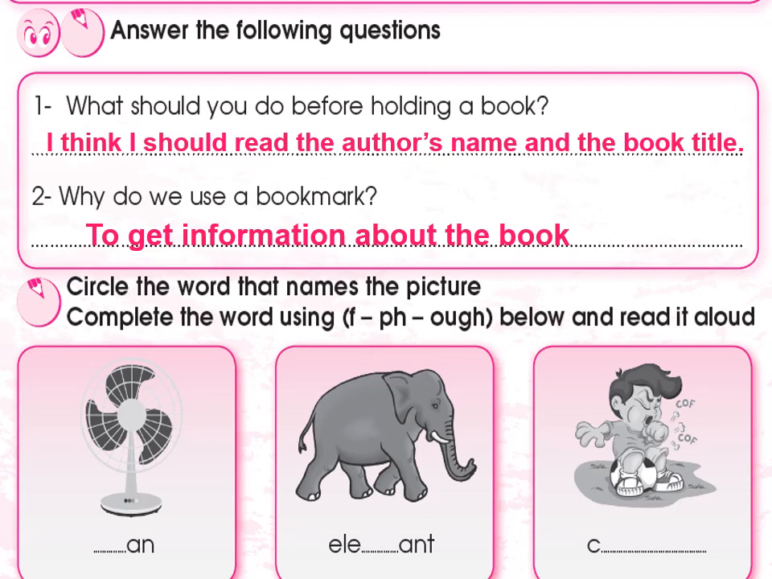Complete the word using F, BH, and OUGH below and read it aloud. The first picture, fan, and the second one, elephant, and the third one, cough. Fan, elephant, cough.